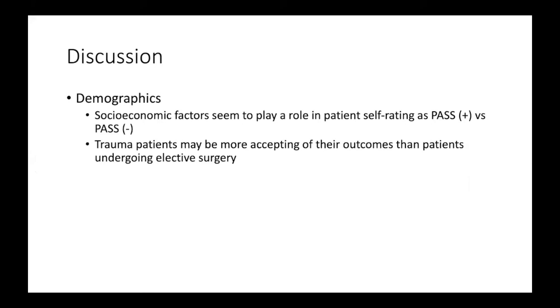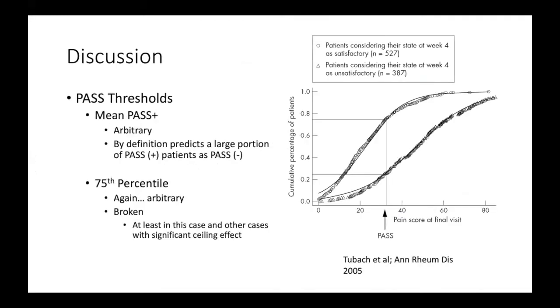While the study was not designed or powered to determine the effect of various demographic factors on the threshold for PASS, it is at least suggestive of the fact that socioeconomic factors may play a role in determining the patient acceptable symptom state. Similarly, it's suggestive of the fact that patients undergoing surgery for traumatic injuries may have lower expectations for acceptable symptoms and function than patients undergoing elective surgery.